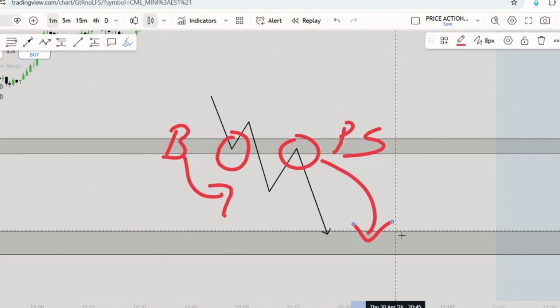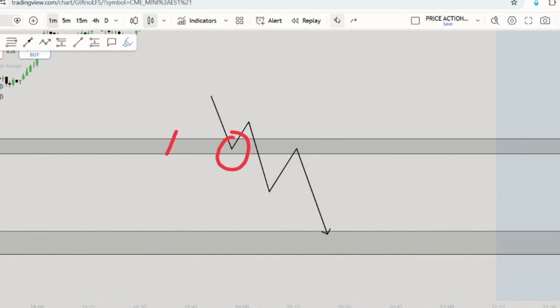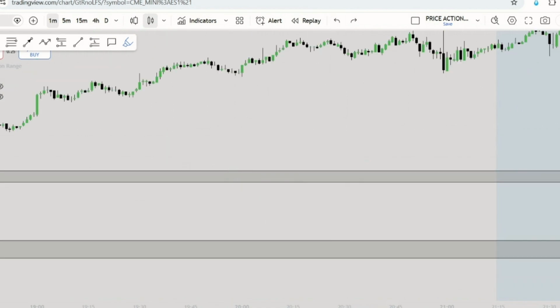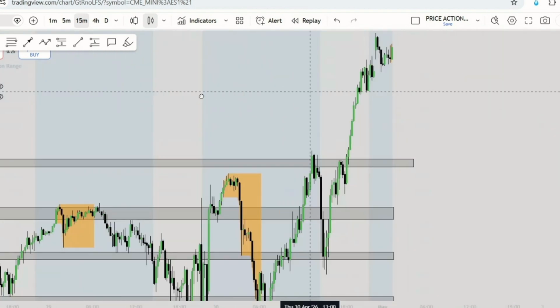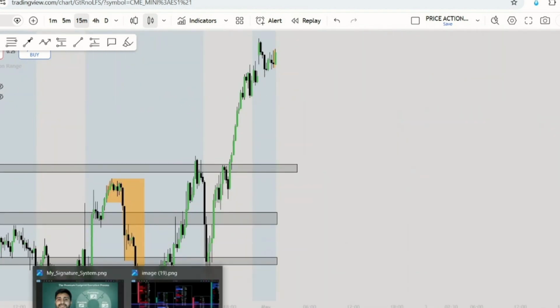Well, but it didn't actually go out as much. It was more wicking up, like a long wick up, and then a long wick down.